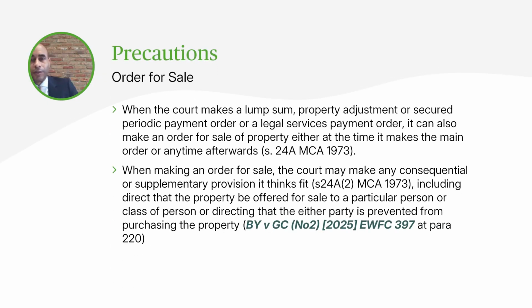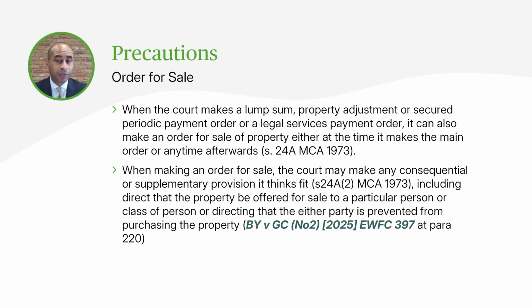Now, I think everyone will probably be aware, Section 24A of the Matrimonial Causes Act, that's what provides the court jurisdiction to make an order for sale. And the court, when it makes a lump sum order, property adjustment order, secured periodic payments order, or legal services payments order, can also make an order for property to be sold. And also under subsection 2, importantly, the court can make any consequential or supplementary provision it thinks fit. And that's really quite a wide provision.